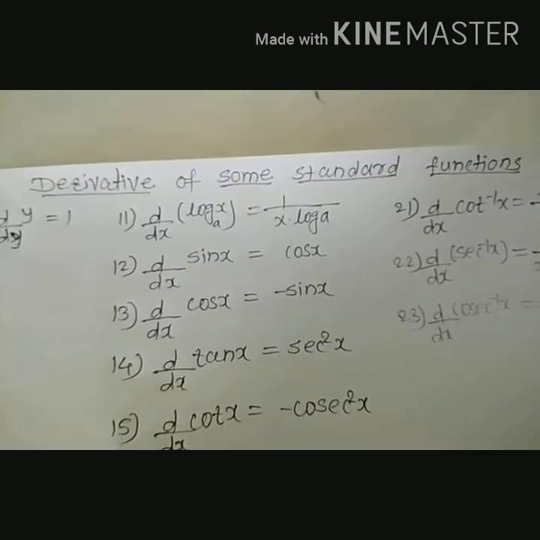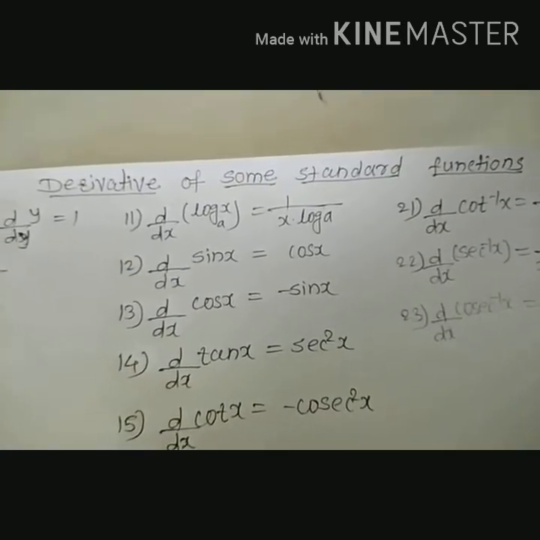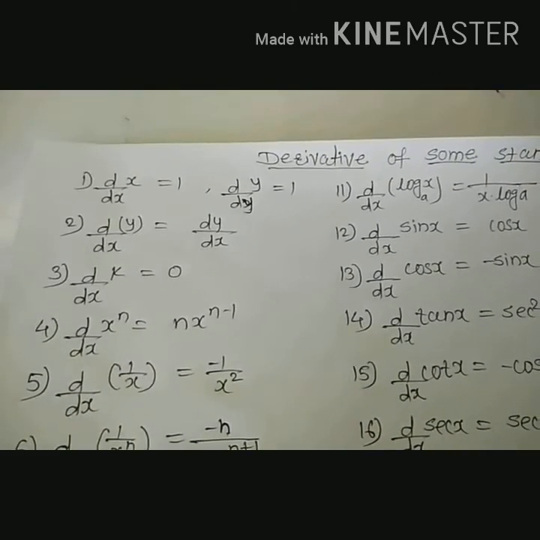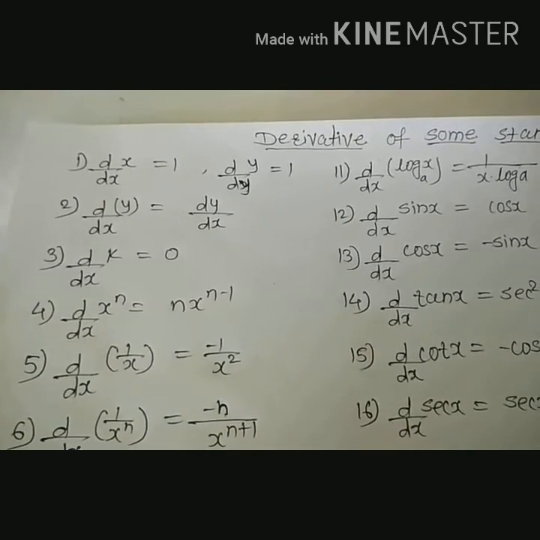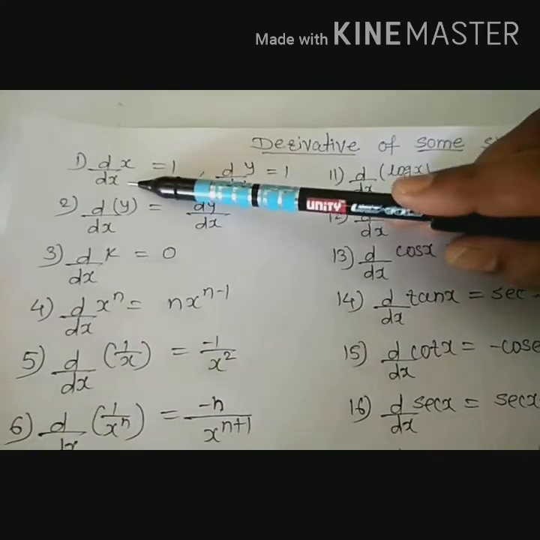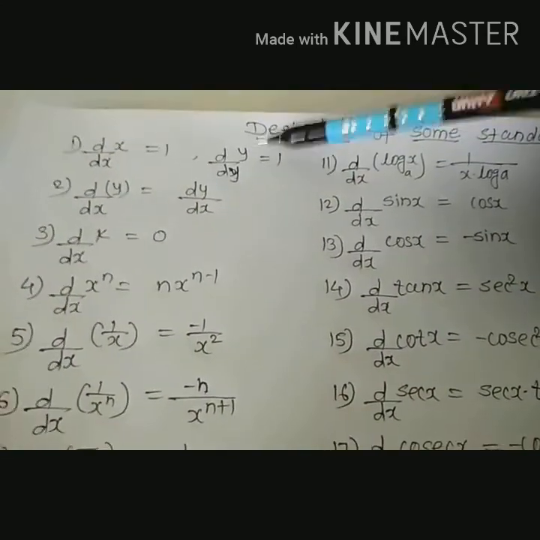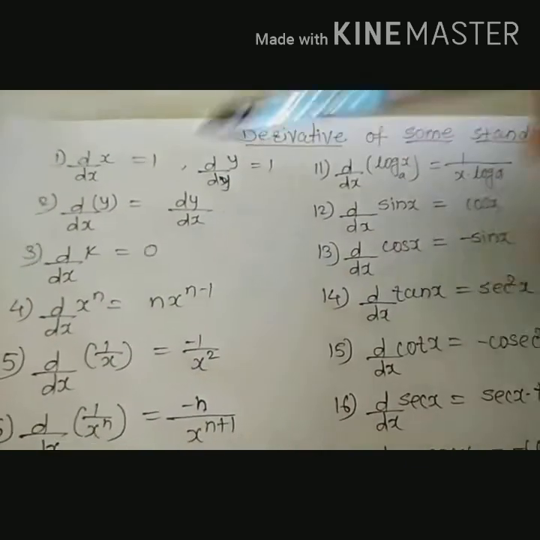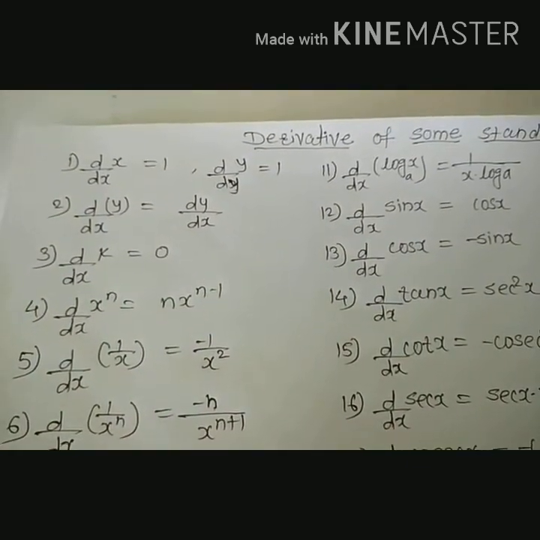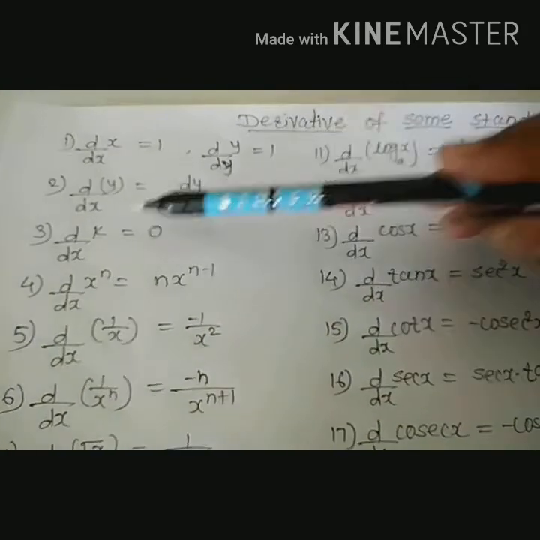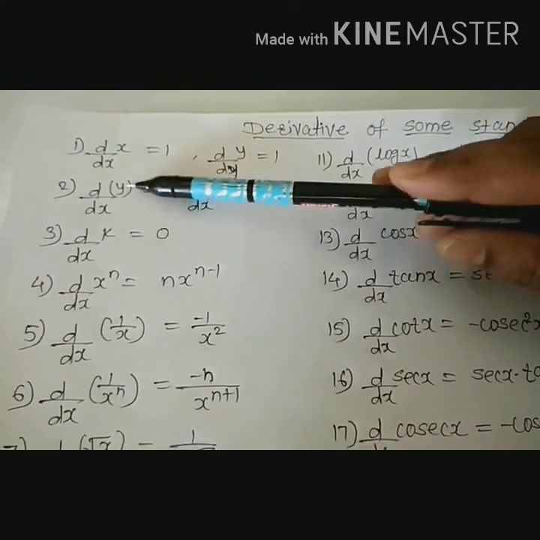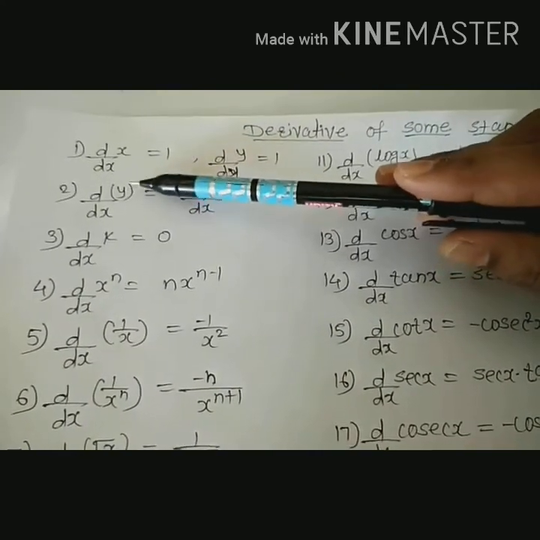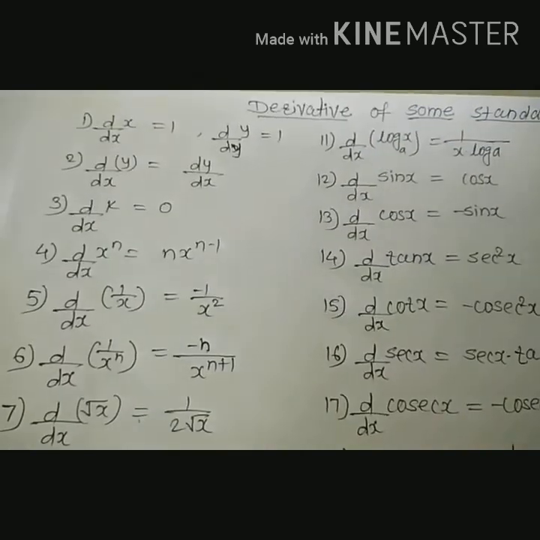Now we see the derivatives of standard functions, means formulae. The first formula: derivative of x with respect to x equals 1, means the same variable x and x, that's why the answer is 1. Same, the derivative of y with respect to y is 1. Second formula: derivative of y with respect to x is dy by dx. Here there are two different variables, y and x. We differentiate y with respect to x. That is dy by dx.